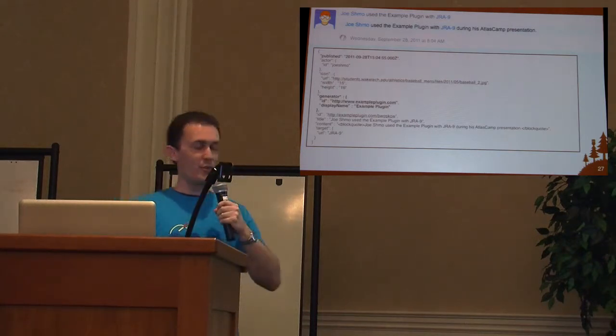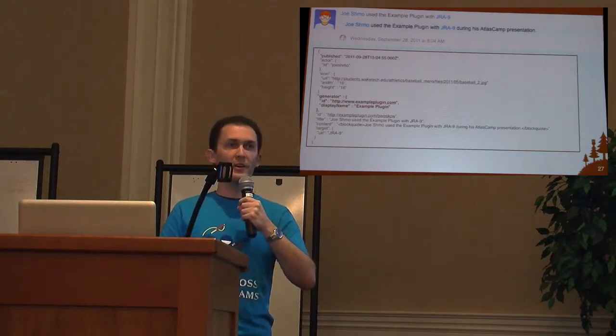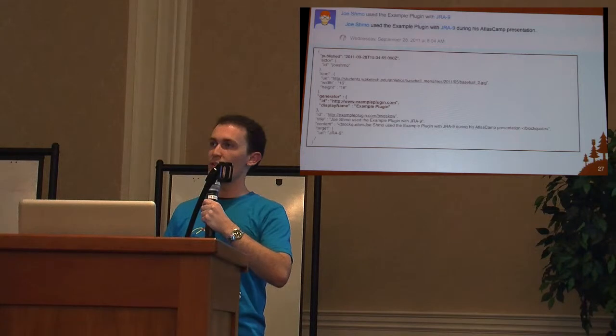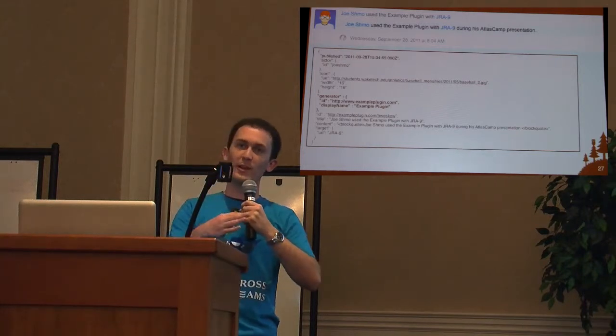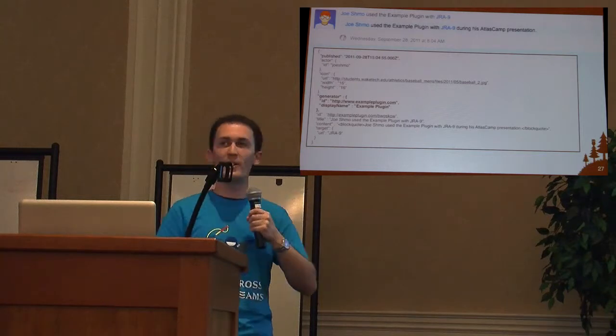We also have a generator element, and this element gets converted to the provider that's listed on your filters screen. So if you remember, we had two available providers, Jira and the example plugin, and this is where that information came from.